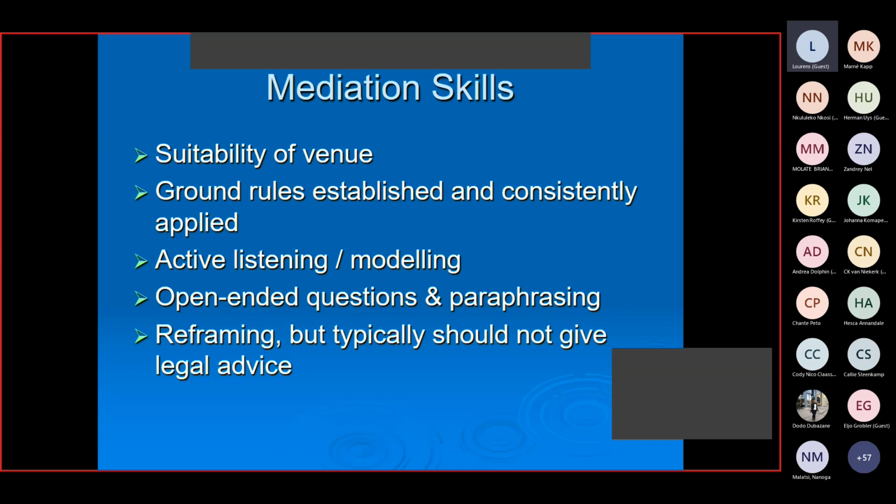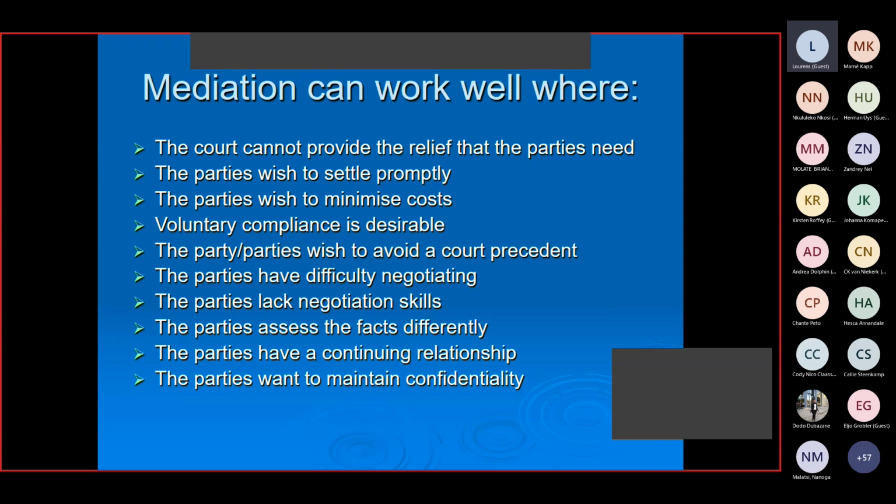Then reframing, but typically you should not give legal advice. That's similar also to your reality testing, where they're at the point of an agreement, and then you start testing: is this sustainable? Is this something we can do? And you can give what-if scenarios where you're actually asking them questions. Again, be careful that you're not making an argument through it, but that you're just having them test if they can really commit in a real way to what they're apparently committing to.